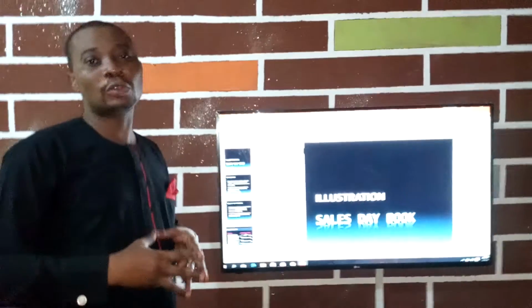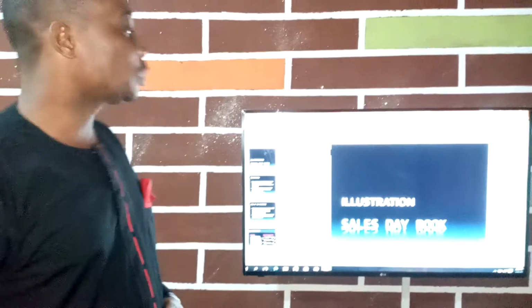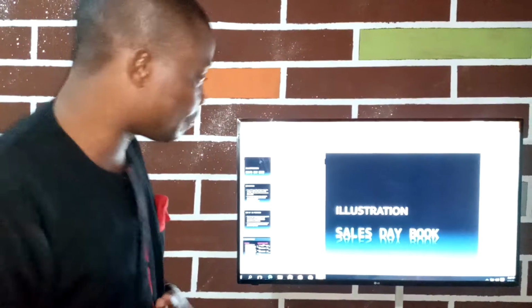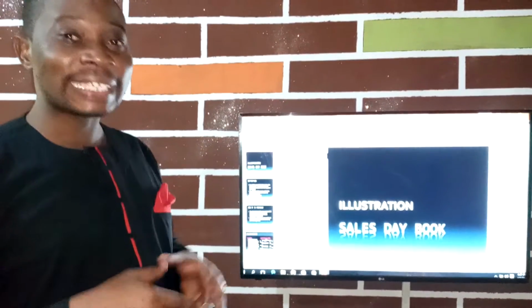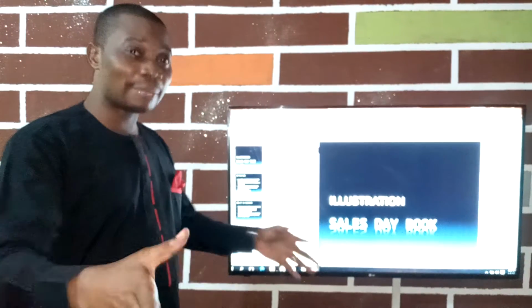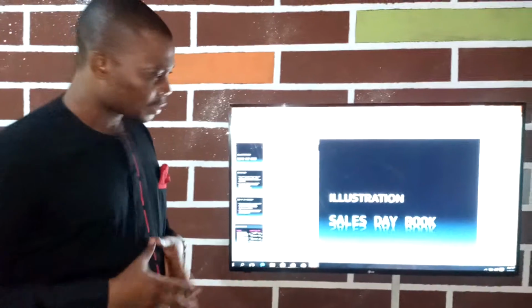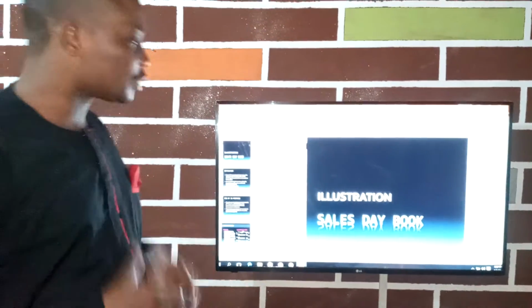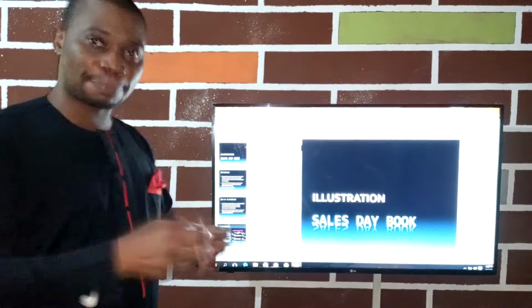Call that we talked about the specific books of account, and then we said the specific books of accounts are used for recording specific transactions. And then we said that the types of specific books of account are the sales day book, the returns inward book, the purchases day book, and then the returns outward book and the cash book. Now we are going to be looking at the sales day book with an illustration and explanation.